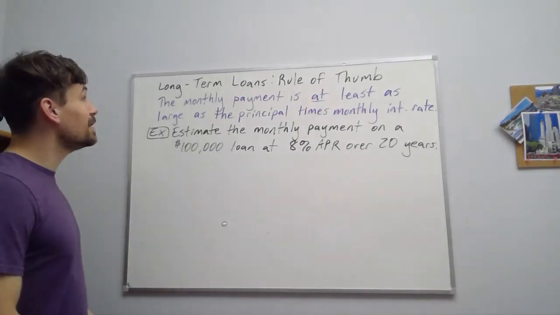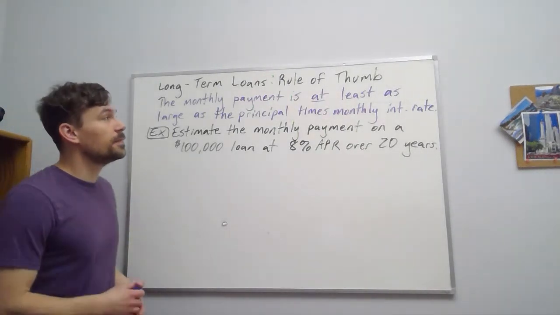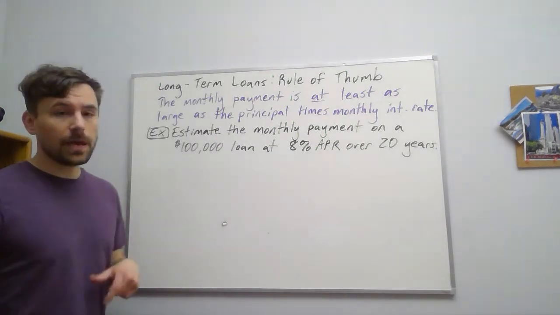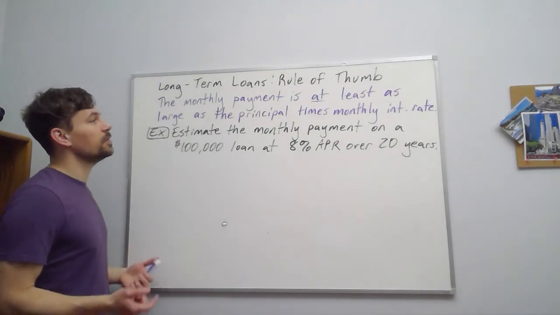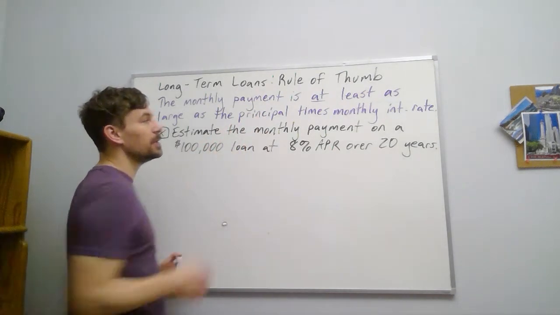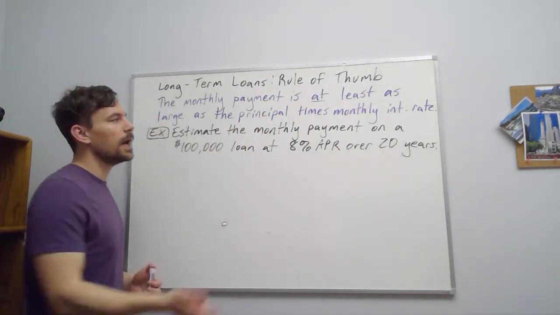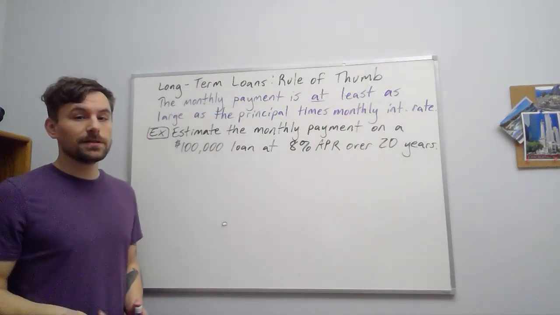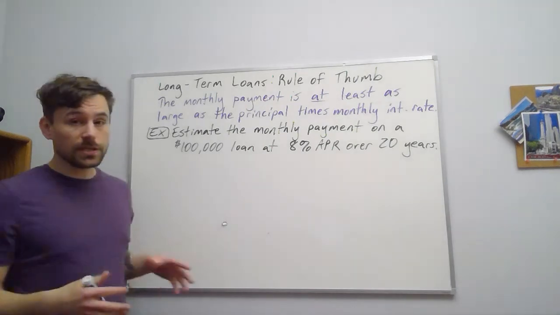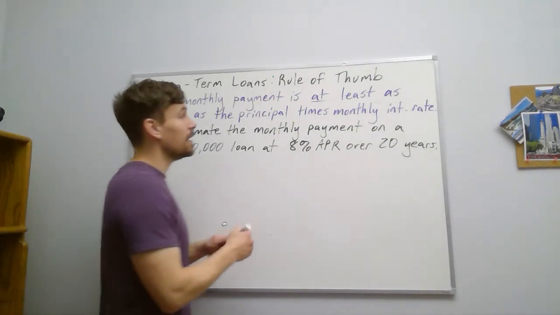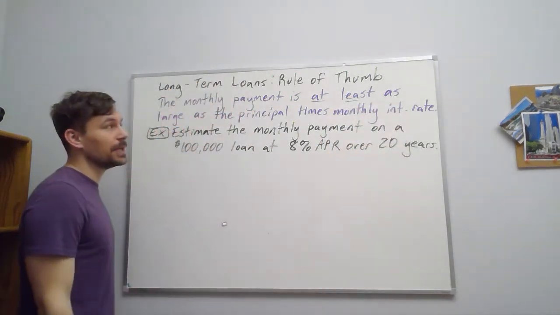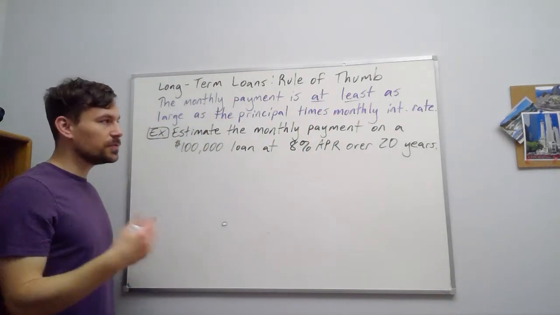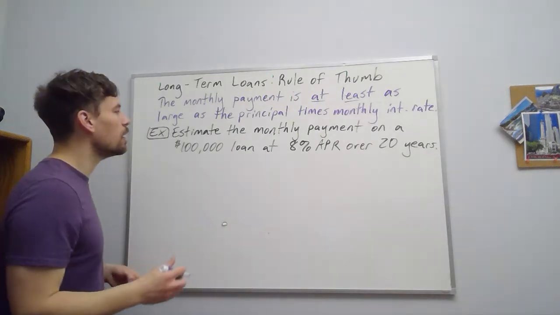For long-term loans, we have a rule of thumb that if you just want to get a quick estimate for how much your monthly payment might be, all you've got to do is take the principal, so however much the loan is for, and multiply it by the monthly interest rate. So it's a pretty straightforward process. Now again, it is just an estimate, and the real value will be at least that much. So usually it's in the ballpark, but definitely more.